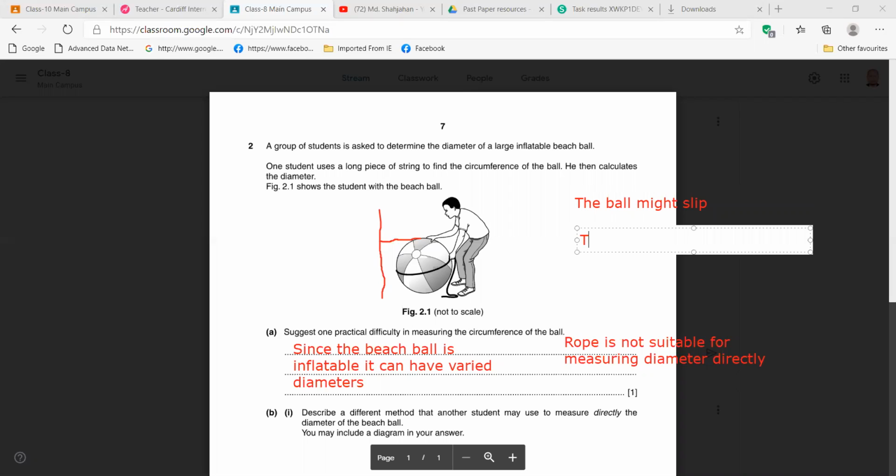The ball might burst if we apply pressure. Barsha, you write. I told you to write. After your writing is over, then you talk.